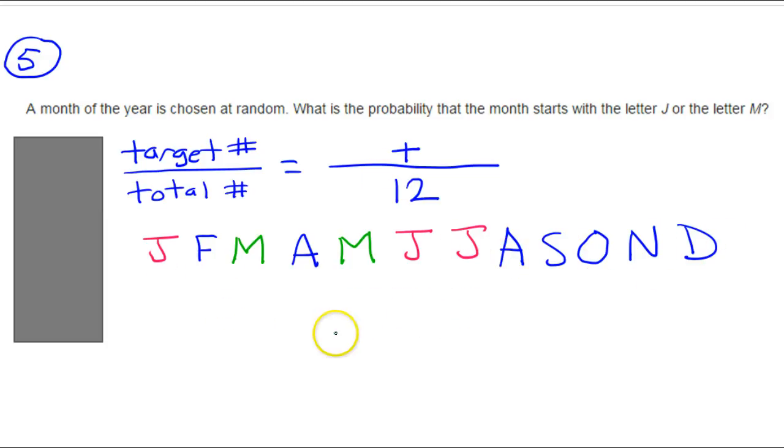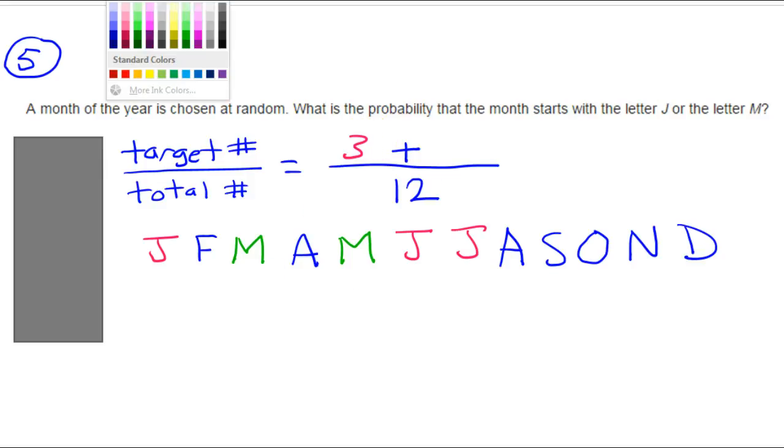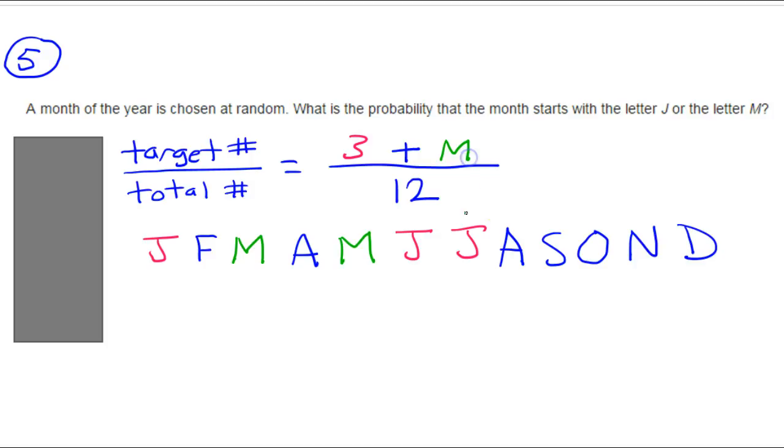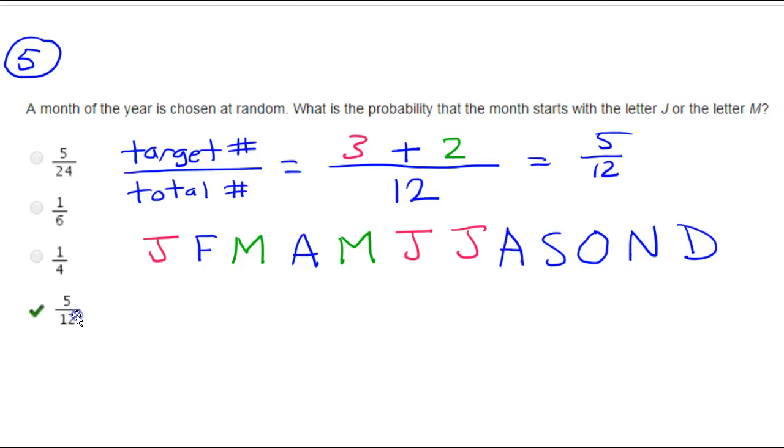So I've color coordinated this to make it easier to see. There are 3 months that start with the letter J, and there are 2 months that start with the letter M. Whoops, I put M and I forgot to put 2. That means the probability of picking a month that starts with the letter J or M is going to be 5/12. Okay, and there you go.